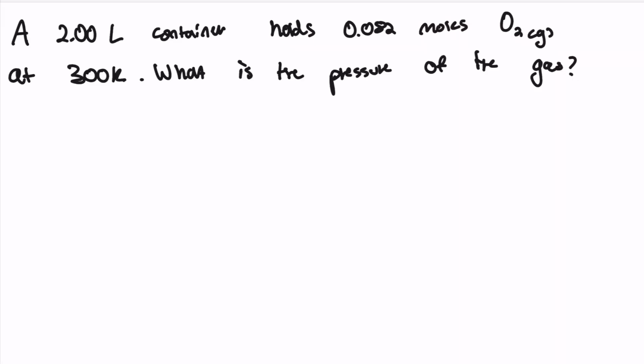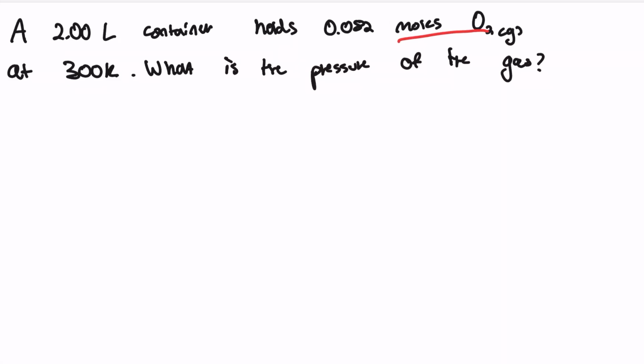Our problem reads like so. A 2-liter container holds 0.082 moles of oxygen gas at 300 Kelvin. What is the pressure of our gas? Let's start by writing down our ideal gas law, PV equals nRT. And let's fill in everything we know and don't know.